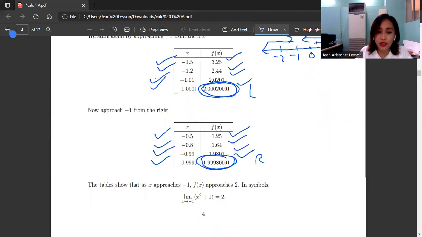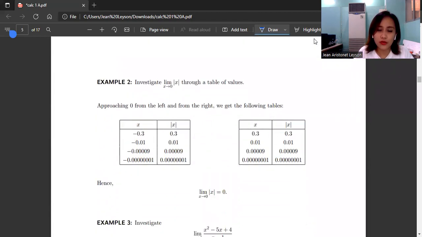So the tables show that as x approaches negative 1, f of x approaches 2. So in symbols, our final answer is the limit of x squared plus 1 as x approaches negative 1 is 2.